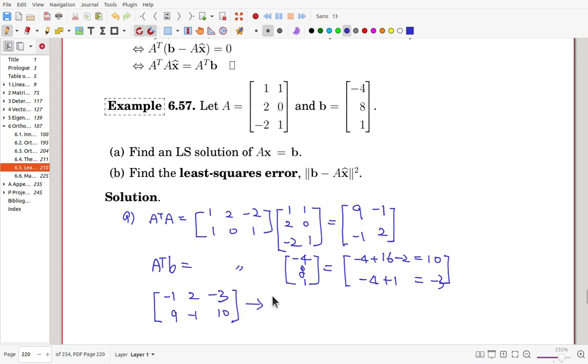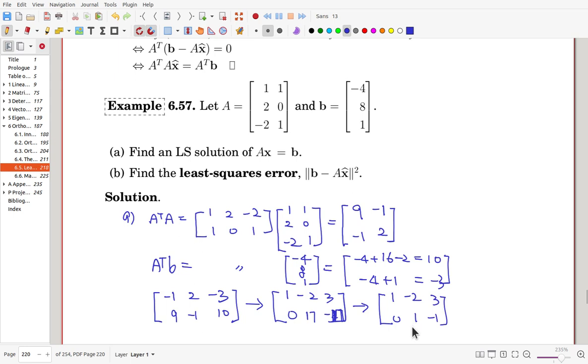From this one, multiply by minus 1 to get 1, minus 2 and 3, and then 9 times the addition will make 0. 9 times the addition, 18 is added, so that is 17. Now 27 is subtracted: minus 27 plus 10 is minus 17. So from here we now have 1, minus 2 and 3, and 0, 1, and minus 1.